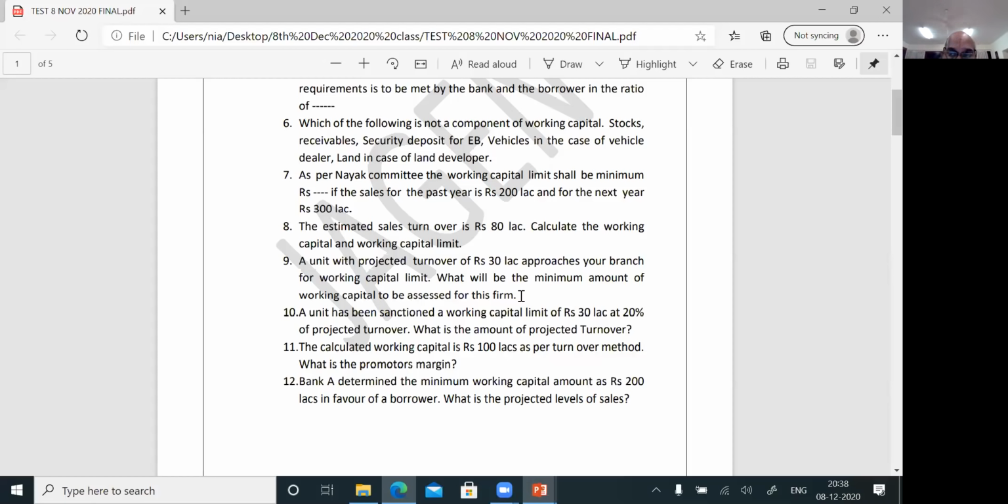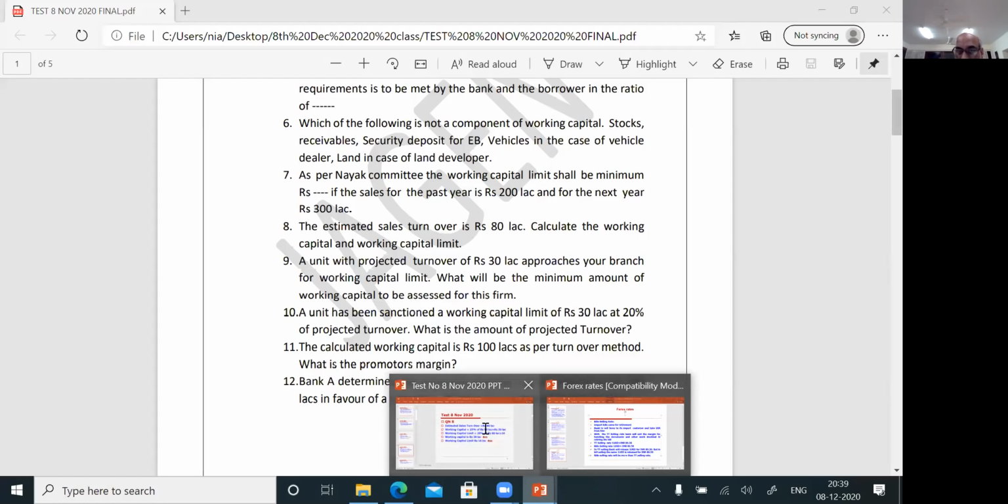What they are asking in the question is the minimum level of working capital to be assessed for the firm. If the turnover is given, the working capital is 25% of the turnover. The firm approaches you for a working capital limit, but what they are asking is the minimum working capital to be assessed for the firm. The minimum working capital to be assessed for the firm is 25% of 30 lakhs. Okay, sir.